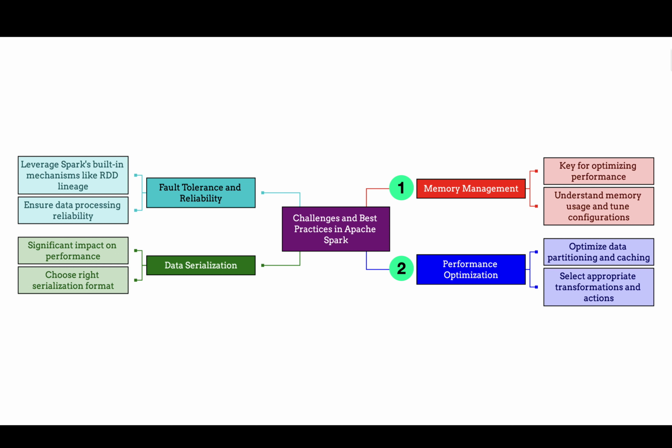3. Data serialization. Efficient serialization can significantly impact Spark's performance, especially for network-intensive applications. Choosing the right serialization format is crucial. 4. Fault tolerance and reliability. Spark's built-in fault tolerance mechanisms, such as RDD lineage, need to be well understood and leveraged to ensure data processing reliability.